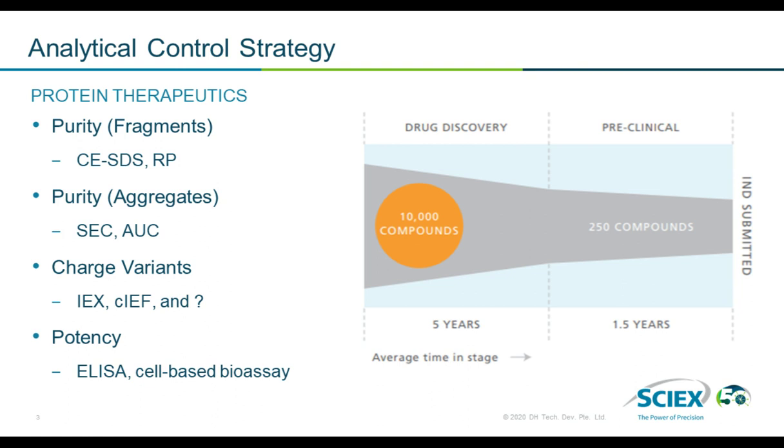So when I was in your shoes, tasked with developing an analytical control strategy for a therapeutic, my first consideration was always, what are the regulatory agency expectations? And this really set the stage for developing the methods that were going to separate out the molecule's quality attributes and its CQAs. These areas included methods to quantitate fragments, methods to quantitate aggregates, charge variants, and potency.